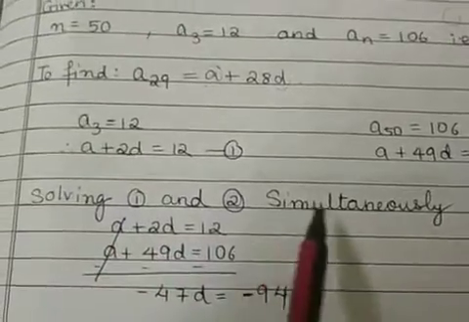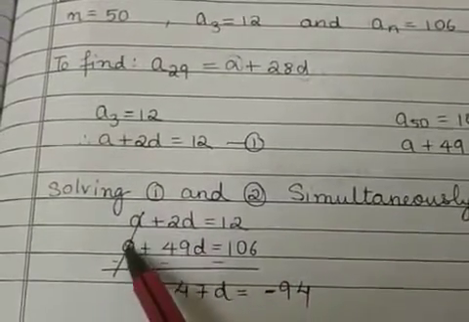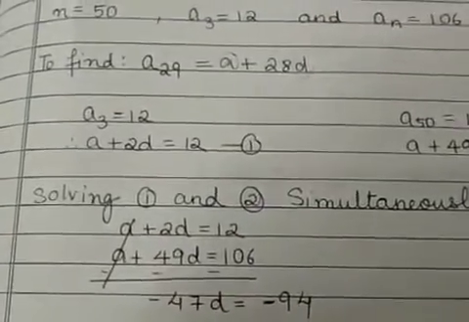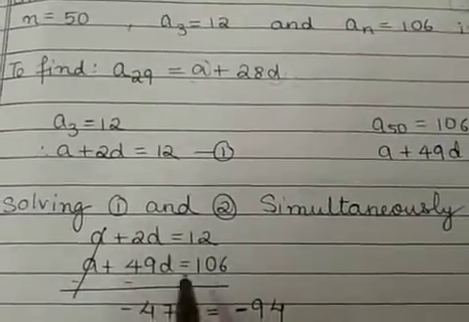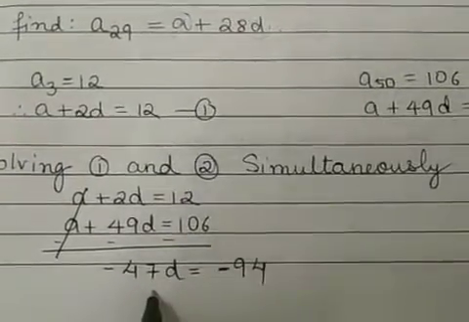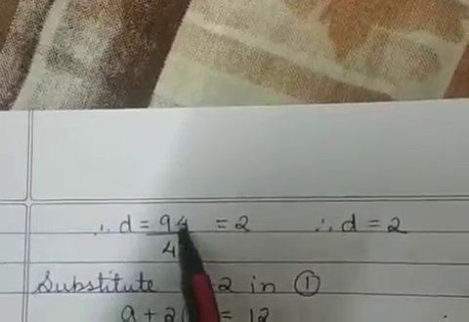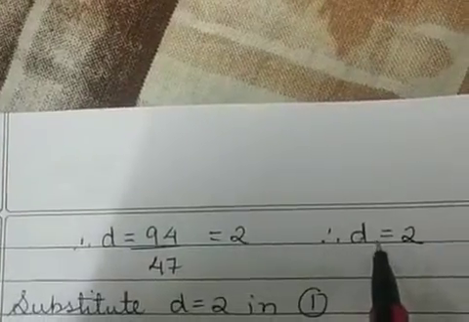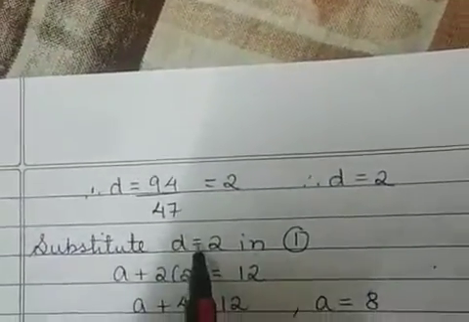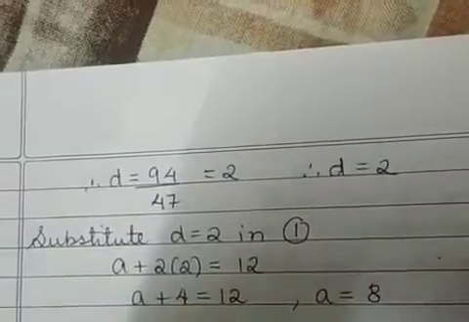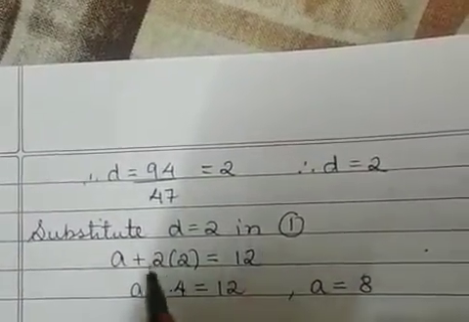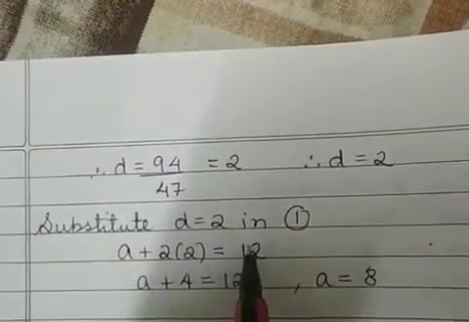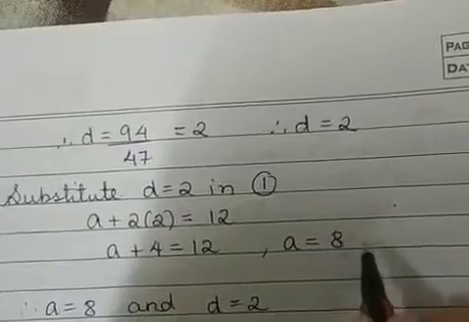Now solving this 1 and 2 simultaneously, again I can directly change the sign and cancel the first term, that is A and A, and then on solving I get minus 47D is equal to minus 94. The negative sign will get cancelled and you'll get D is equal to 94 upon 47, and this is equal to 2. Therefore your common difference is 2. Now I can substitute D is equal to 2 in either 1 or 2. So I am substituting in equation 1. So I get A plus 2 into 2 is equal to 12. Therefore the value of A is 8.